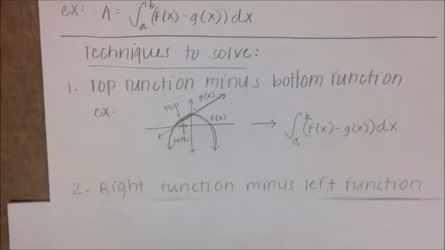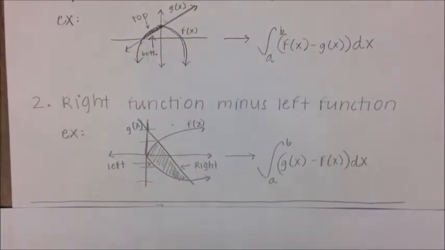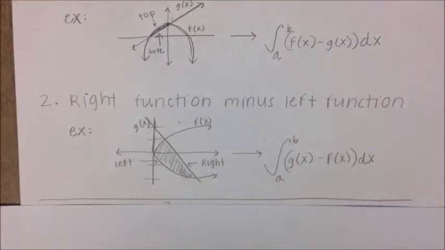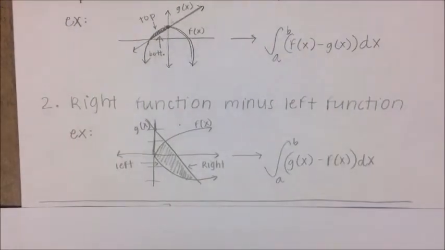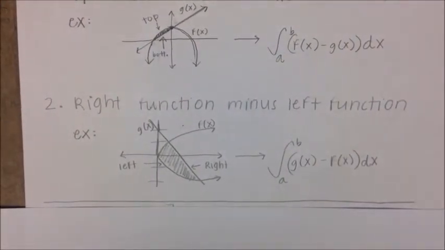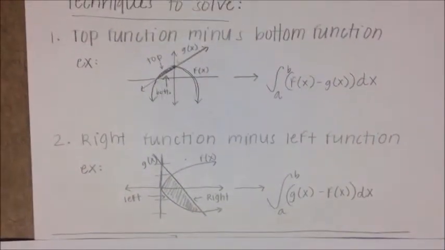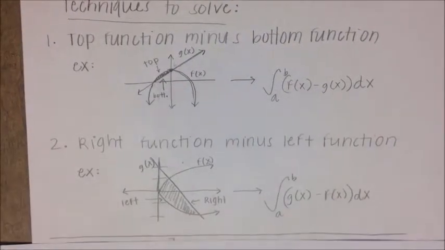The second technique is right function minus left function, which is demonstrated below also. g of x is the rightmost function, and f of x is the leftmost function. So you would take the integral from a to b of g of x minus f of x. To summarize, the two basic techniques are top minus bottom and right minus left.